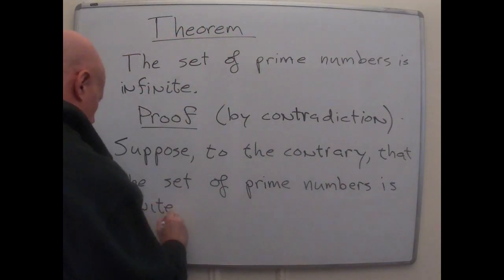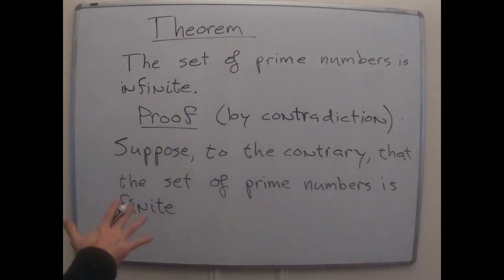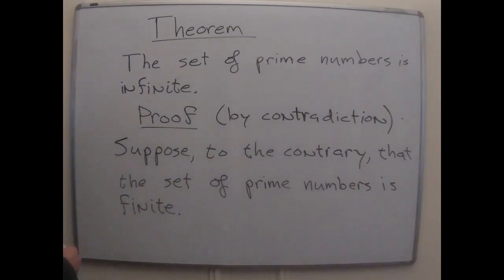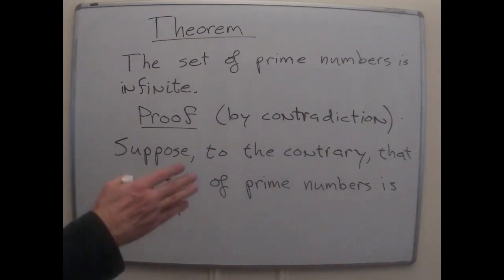Now, I'm going to elaborate on what it means for a set to be finite. And it's in this elaboration of what it means to be finite that we'll get at something that will be a contradiction. So here's what I would say. If you know the set is finite, it means you can list all of them in a row, and there'll be a first one, a second one, and eventually a last one.